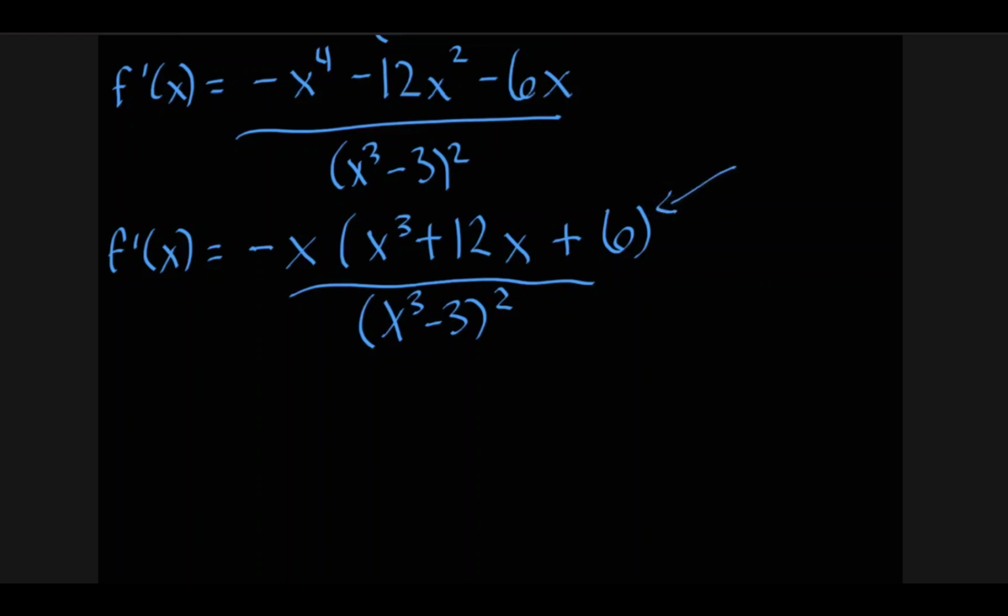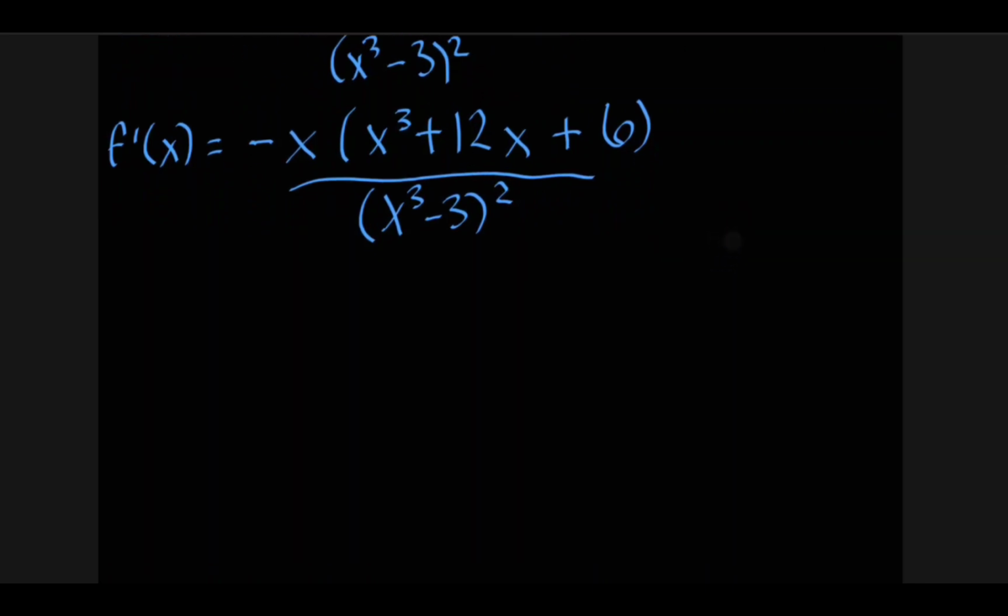Sometimes you're able to factor this section right here and cancel something with the denominator, but in this case, we'll go ahead and just end it here. So that's your derivative using the quotient rule. I'm going to do one more example of quotient rule.